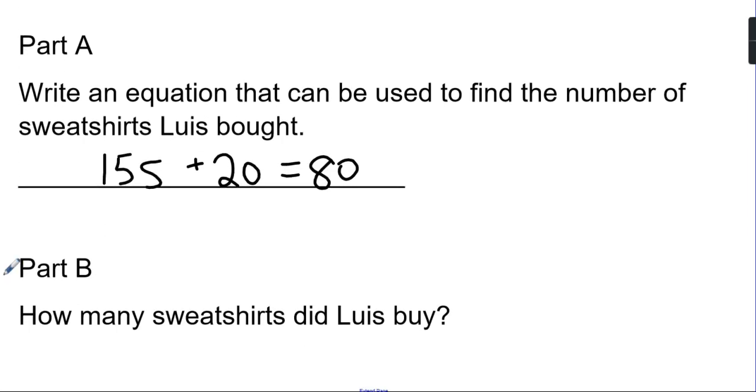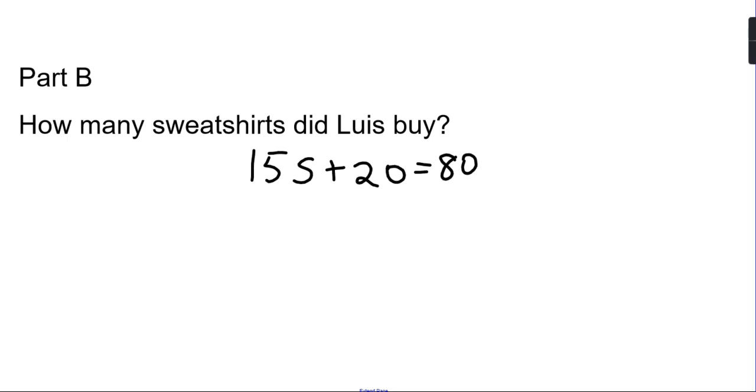Part B, how many sweatshirts did Louis buy? Okay, usually when you need to create an equation or select an equation in one part of a question, you'll need to solve the equation in the next part of the problem. So I'm going to copy the equation, 15s plus 20 equals 80, and I'm going to solve it.